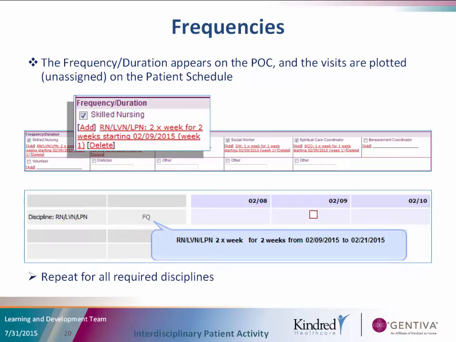The frequencies you entered appear on the POC, and the visits are plotted on the patient's schedule. Note: at this point in the process, those frequencies have not been assigned to a staff member. To edit a frequency, select it and make the necessary changes in the Add Frequency box. Repeat the process for all required disciplines.